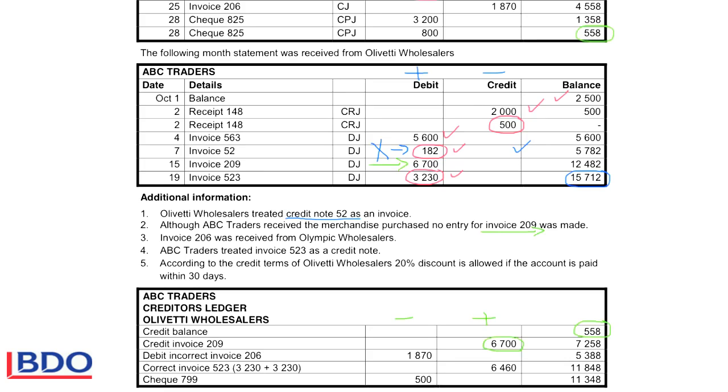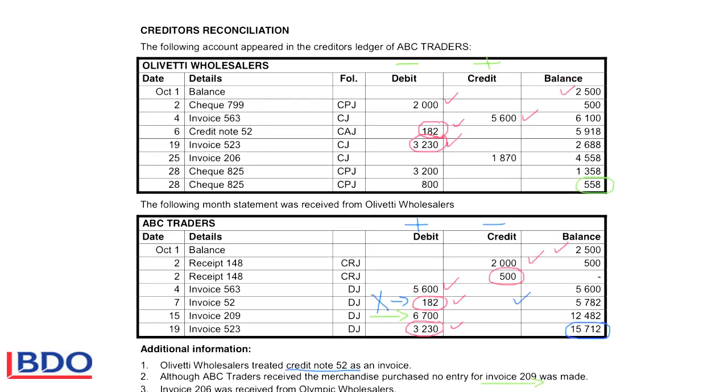Invoice number 206 was received from Olympic Wholesalers. Okay, so if we go to the creditor's ledger, we see that there's an invoice 206 for 1870. That invoice is not on the monthly statement. Now, in the additional information, they tell us that this invoice was received from Olympic Wholesalers.